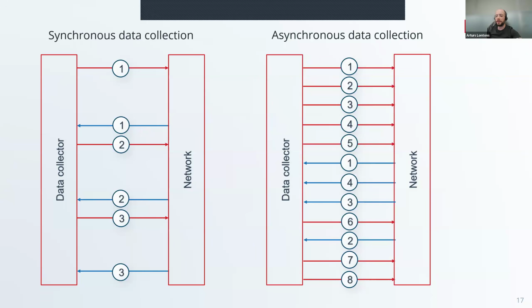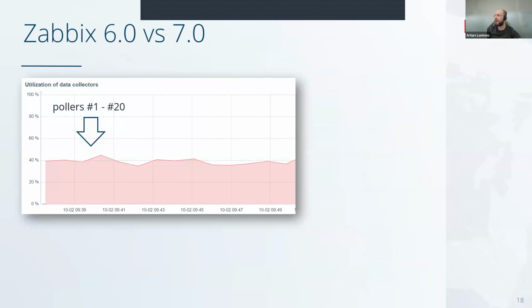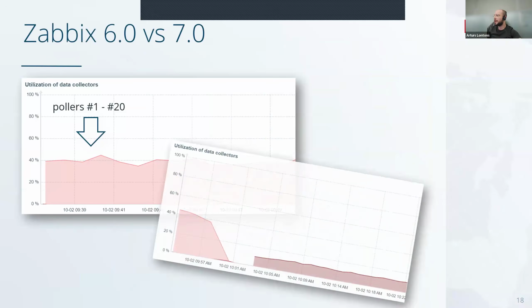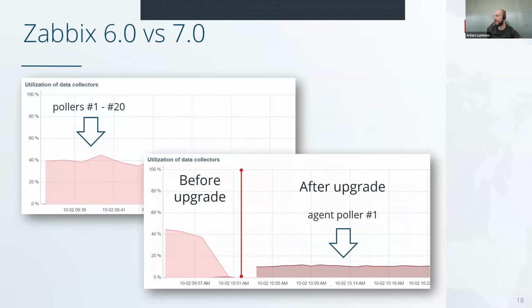So combine this asynchronous polling with new poller processes, and you have a lot more scalability on your hands and a lot better performance than compared with what we had before. And here we have an example. We have 20 pollers with 40% utilization in Zabbix 6.0. And when we move to 7.0 for our agent checks, we have a single poller process that's around 10% busy due to asynchronous polling. So that essentially is a major performance improvement and can be, depending on your environment and the metrics that you are collecting, your bottlenecks and so on, you could see tenfold or even more performance improvement. So this can be very great.